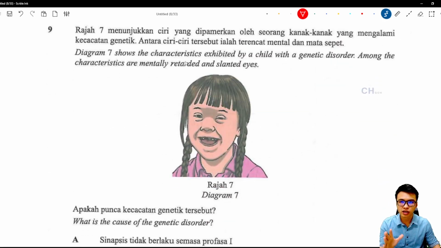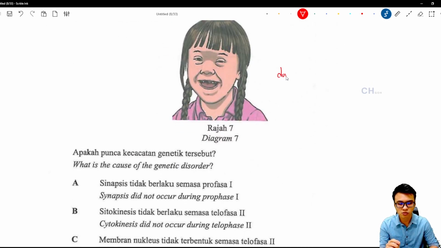Diagram 7 shows the characteristic exhibited by a child with a genetic disorder. We have the slender eyes and then mentally retarded. So this is Down syndrome, guys. Down syndrome. Down syndrome is caused by one extra chromosome in the 21st set of the chromosome.